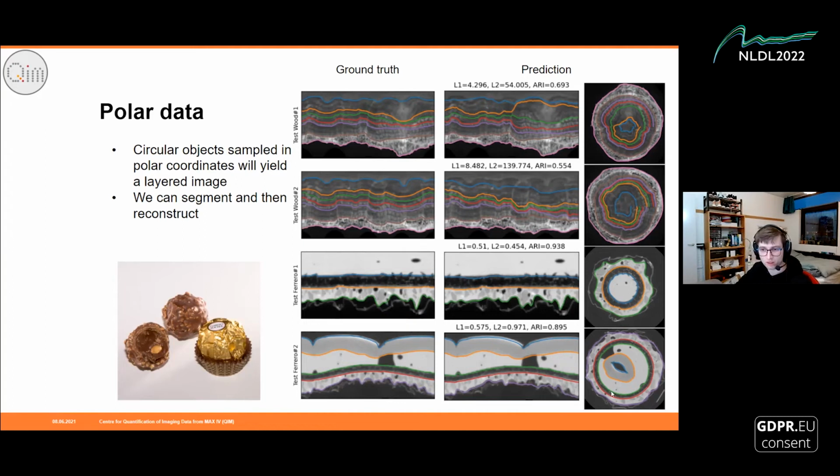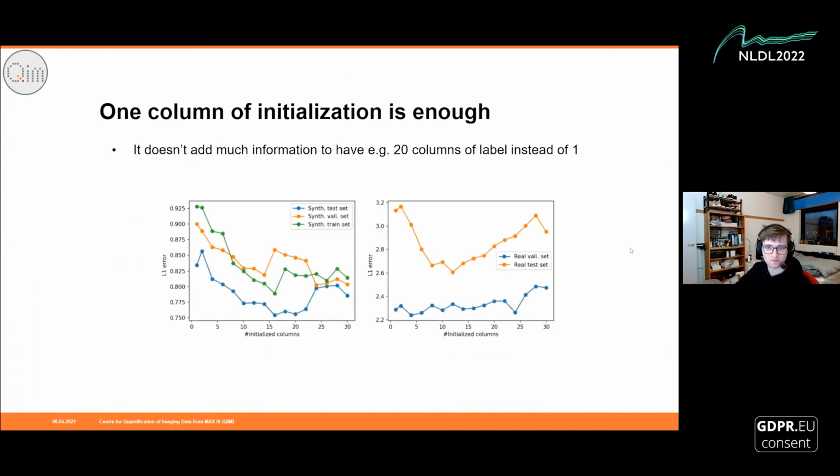And what we've done is we've sampled this in polar coordinates, and then we've run it through our network, and then reconstructed it in polar coordinates. And we get very nice segmentations for these Ferrero Rochers. It's less consistent when it comes to the log, but this is also quite a hard example because the layers are very unclear and there are a lot of them very close to each other. So in the bottom examples, the layers end up lining up in the Cartesian coordinates, but they do not end up lining up here, unfortunately, for some of the layers.